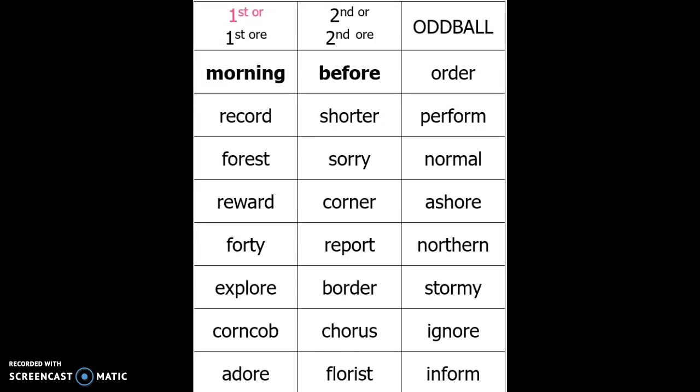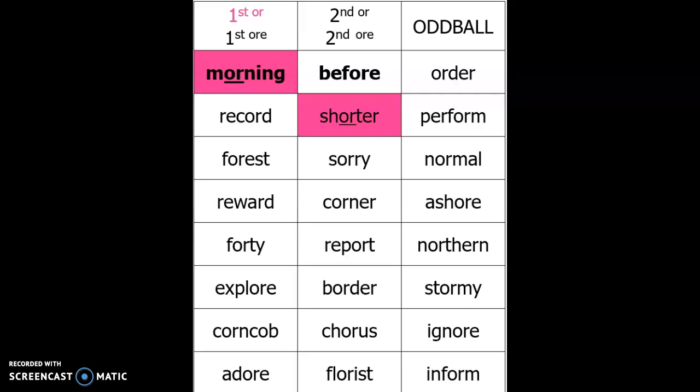We're going to look for words that have the OR sound in the first syllable that are just spelled O-R. So for example, the word morning, we have the OR sound, O-R, right here in the first syllable. That would be the example for this header. So there are 11 that would also belong in the first syllable OR sound spelled O-R. So the first word we're going to look for is shorter. That OR sound is in the first half and spelled O-R.